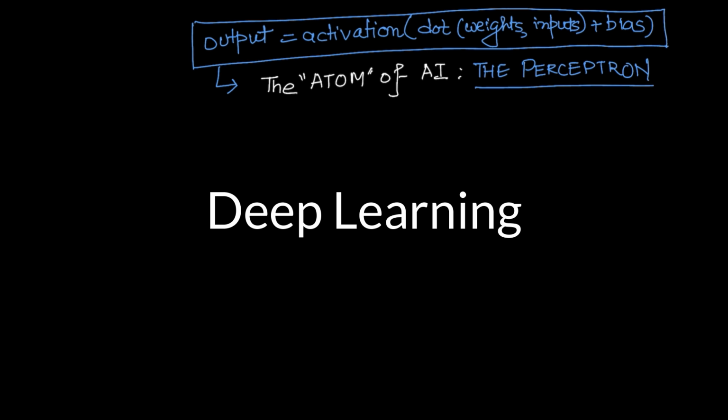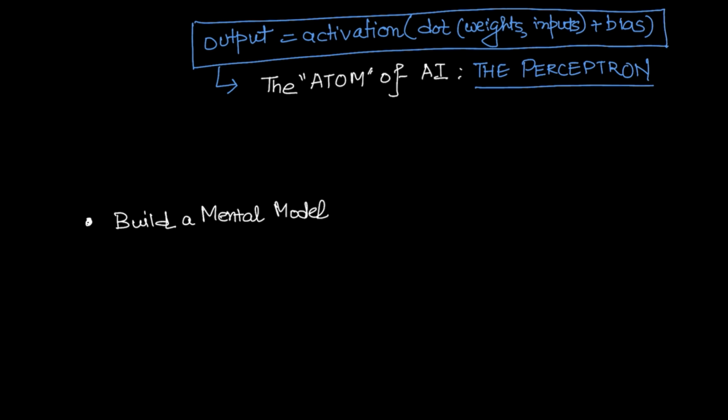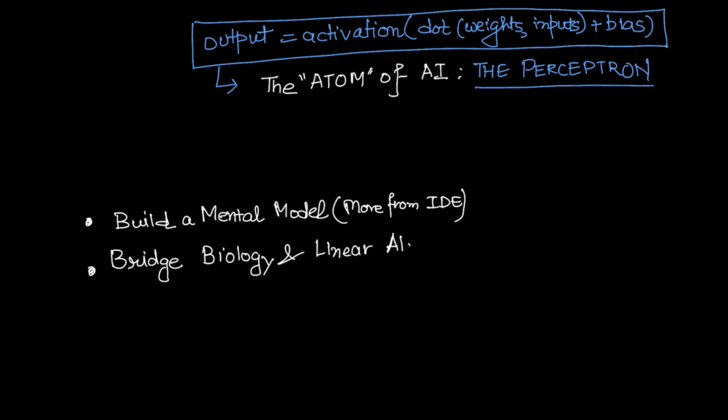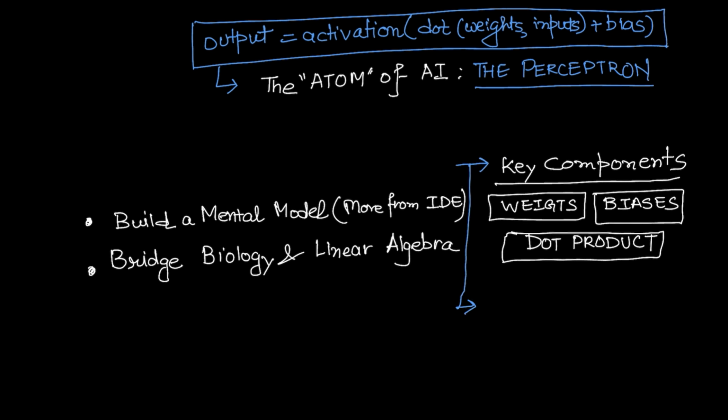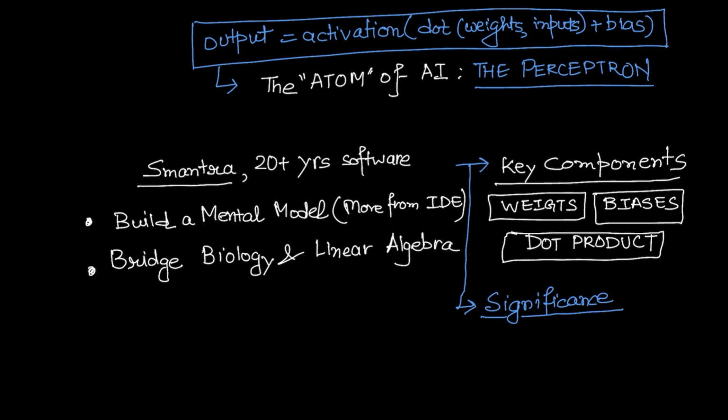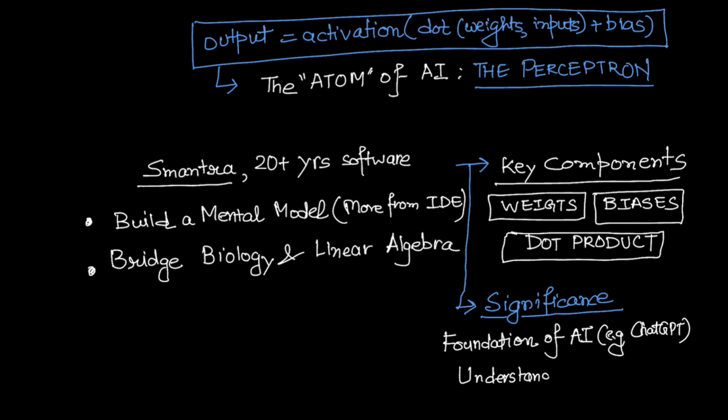If you have been following my Python series, you know we usually dive straight into the IDE. We are putting the keyboard aside for a moment to build a massive mental model. We need to bridge the gap between biology and linear algebra. We are going to break down weights, biases, and the infamous dot product in a way that will make you say, oh, that's how ChatGPT actually works under the hood. This is the foundation of everything. If you understand this, you understand the future.